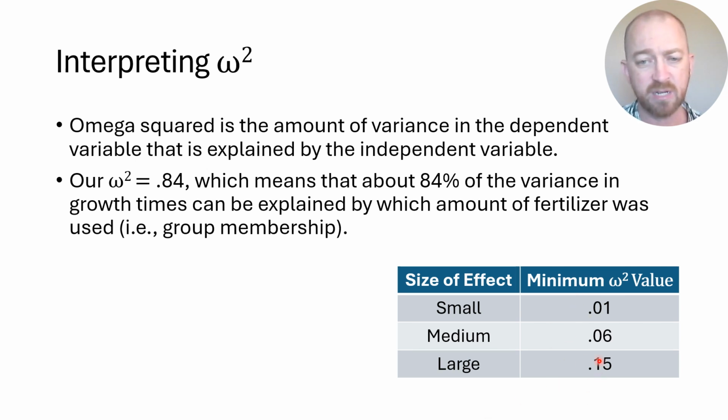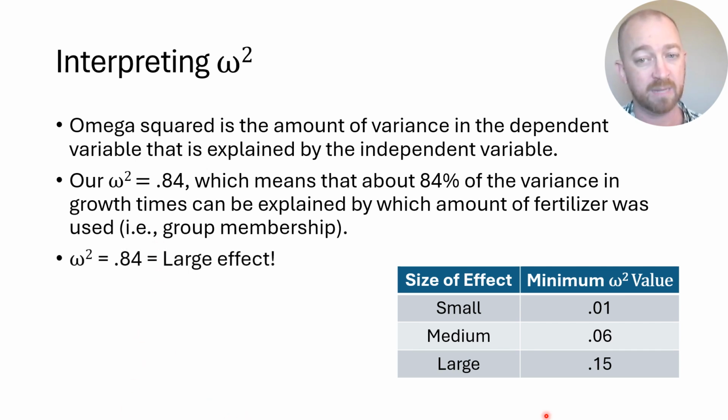Now, as you can see here, it doesn't take a whole lot to find a large effect size. So in other words, if you had an omega squared specifically of 0.15, that means 15% of the variance is attributable to the independent variable. That's considered large because that's quite a bit of variation. In this case, because we exceed that quite a bit, 0.84 is much larger than 0.15, we can of course say that's an enormous effect. Almost all of the variation we saw in the dependent variable is attributable to the independent variable.